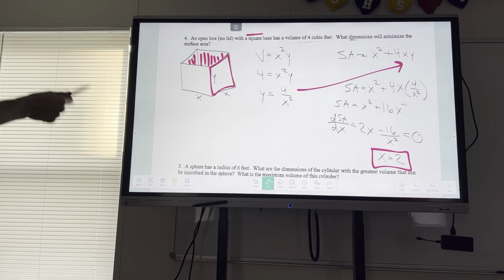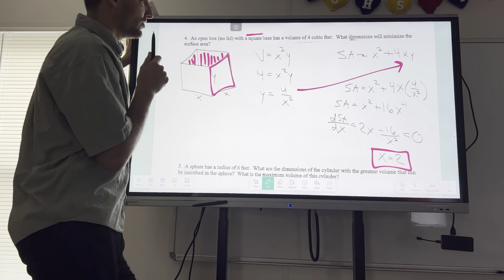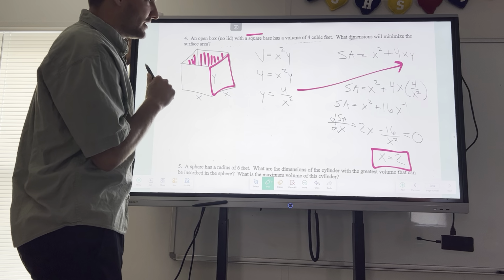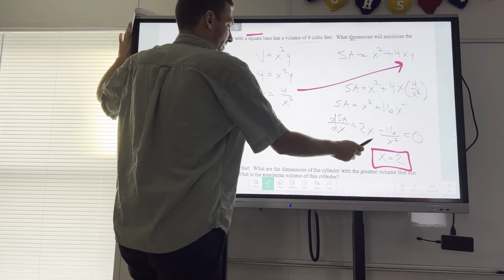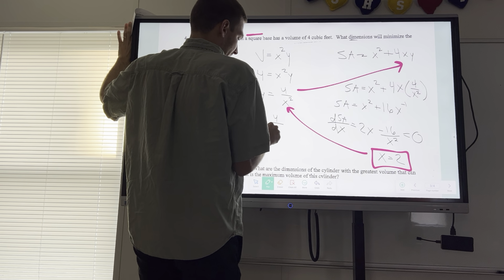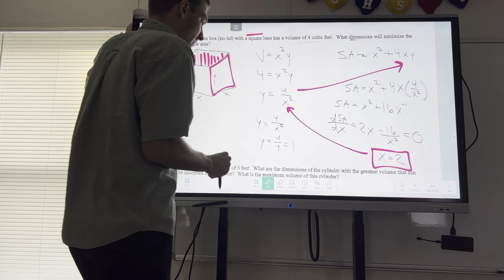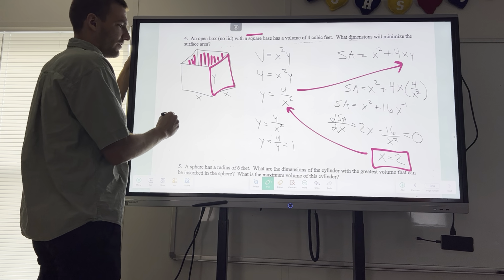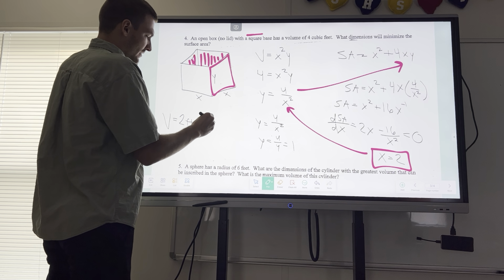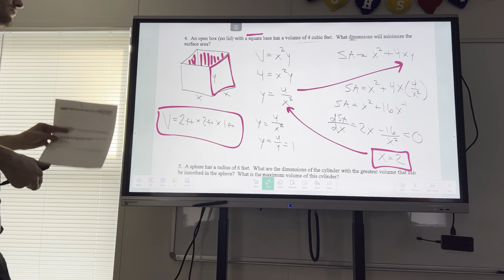Okay? Revisit the question, make sure we answered it. What dimensions will minimize the surface area? Oh, the spider's back over there. What dimensions will minimize our surface area? Let's go back over here and figure out what the y should be. Y equals 4 over x squared. Y equals 4 over 4 equals 1. So our dimensions, volume should be 2 feet by 2 feet by 1 foot. 2 by 2 by 1.